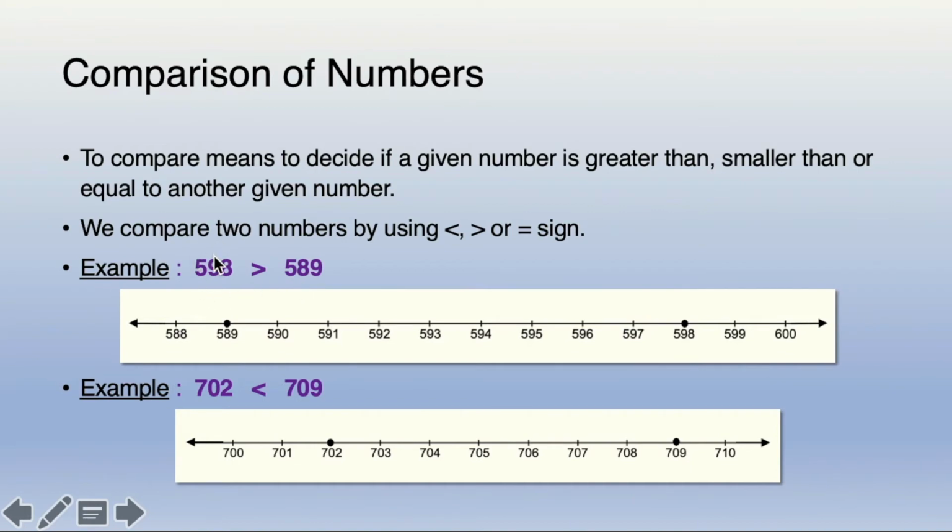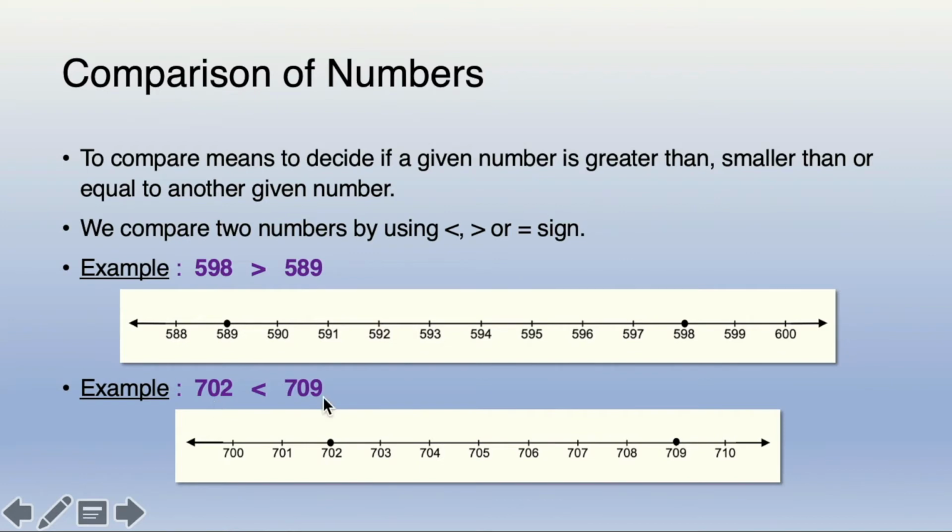Then we move to the tens place. So since 9 is greater than 8, that is why this number 598 is greater than the number 589.